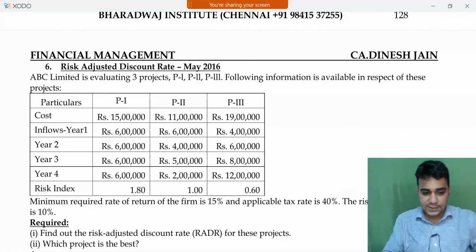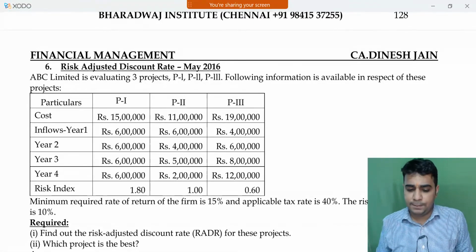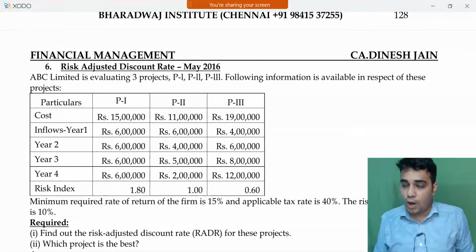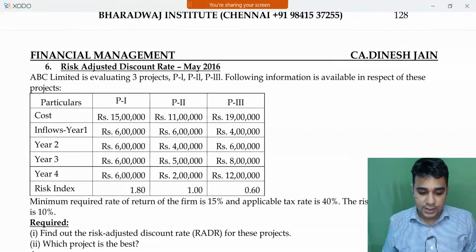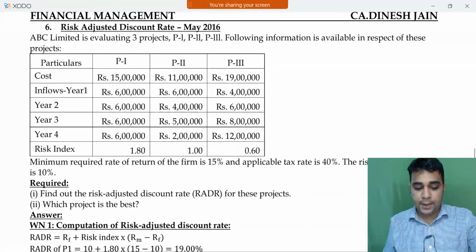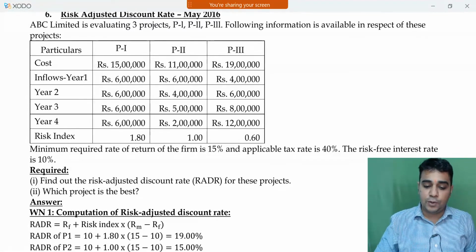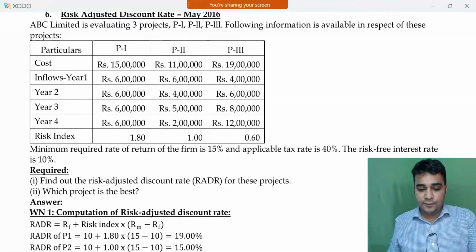Let's look at question 6. ABC is evaluating 3 projects, P1, P2, P3. The following information is available: particulars, cost, inflow of year 1, year 2, year 3, year 4, risk index. Minimum required return of 15%, applicable tax rate is 40%, risk free rate is 10%. Find out the RADR, risk adjusted discount rate. Which project is the best?